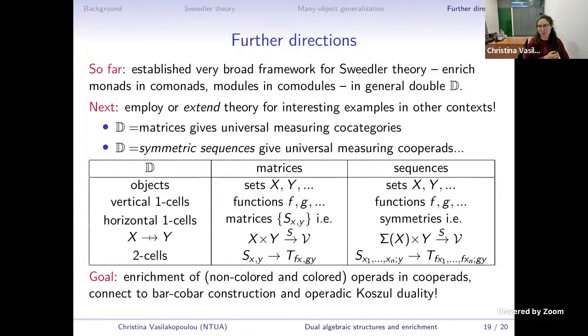And let me just close off by saying that the very far-reaching goal of this whole project is to say things about the bar construction, the bar construction for algebras, also as was clarified by Anel and Joyal, formally using the universal measuring coalgebra structure. Then I would like to understand a bit better the bar construction and maybe the operadic Koszul duality for operads and cooperads, using those adjoint functors and understanding a bit better what's going on there.